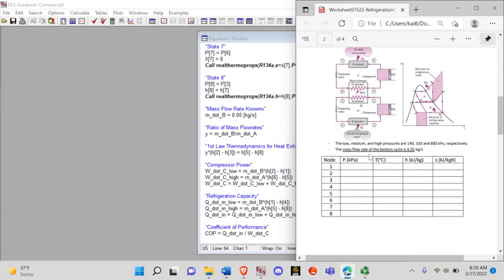But we found all the thermophysical property values, mass flow rate of the top cycle. We found power into the system, power out of the system, and we found the coefficient of performance.